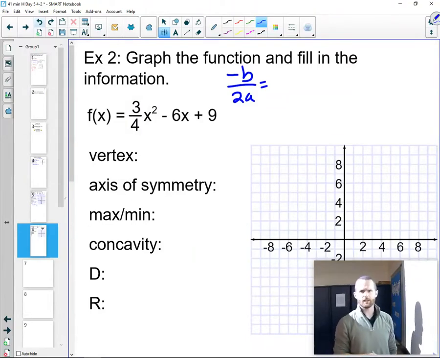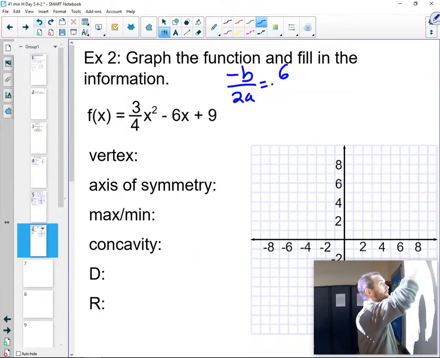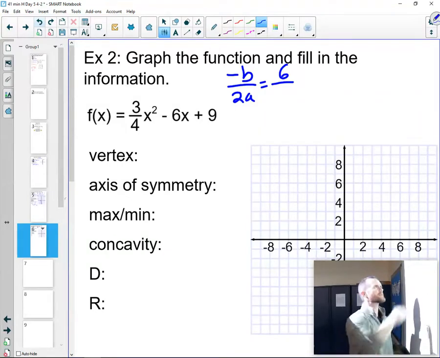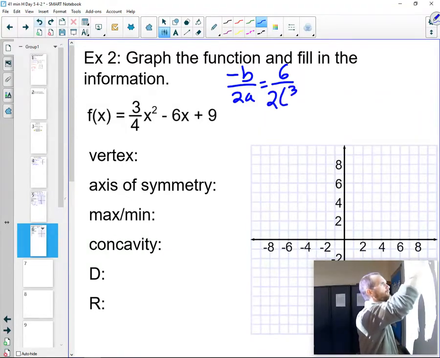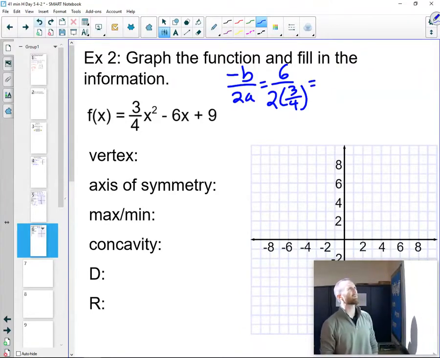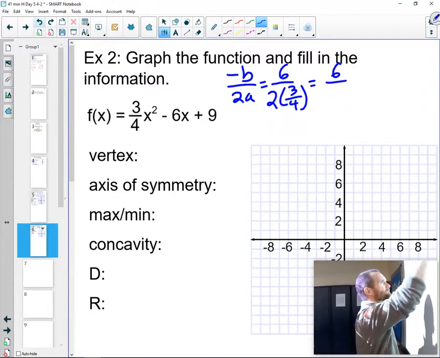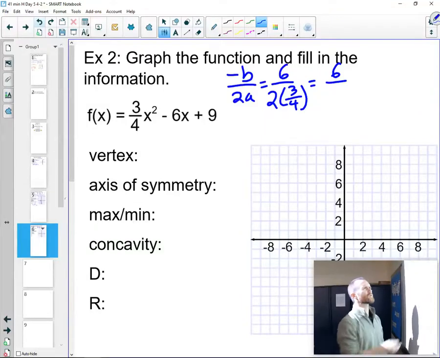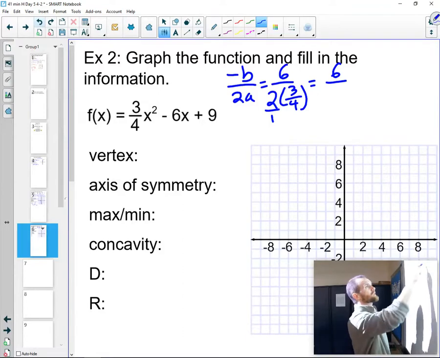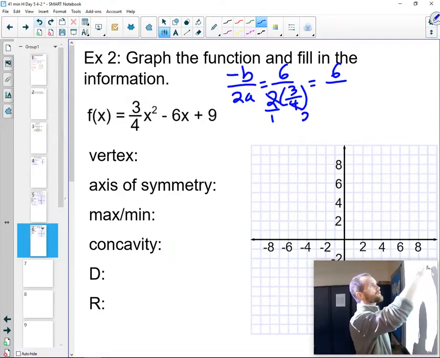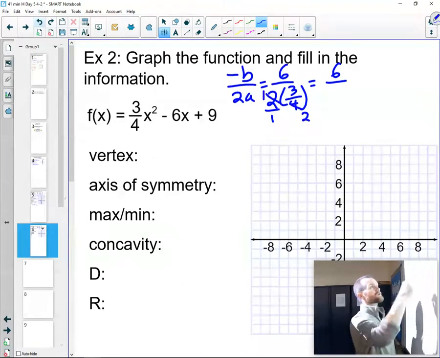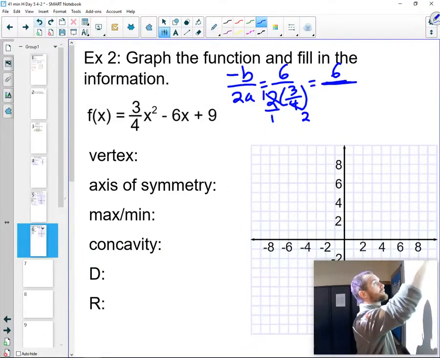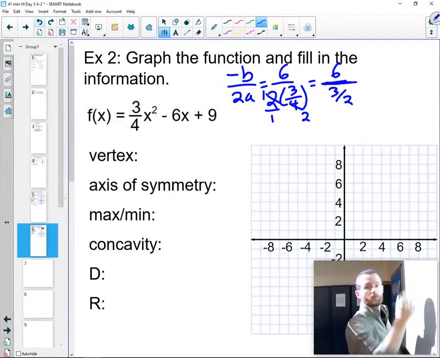So it's -6 for b, so that becomes +6 when we plug it in. And then it's 2 times a, so that's 2 times 3 over 4. Now, there's a few different ways to simplify this. I'm going to show you how I would do it in my head. I'm going to leave the 6 alone for now, and multiply the 2 and the 3 over 4. I'm going to treat the 2 like it's a 2 over 1, and then we can cross-cancel the 2's and the 4's and just be left with a 2, and that 2 turns into a 1. So we're left with 6 divided by 3 over 2.